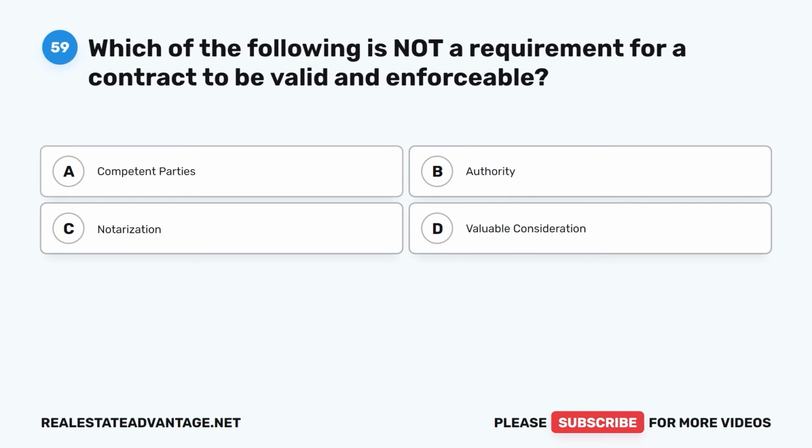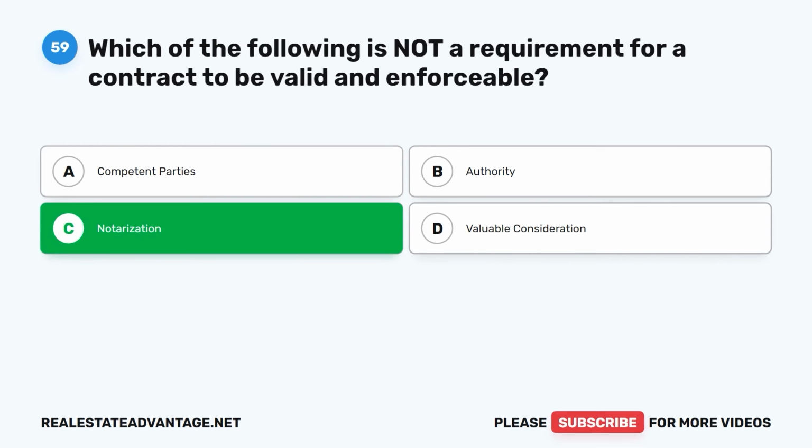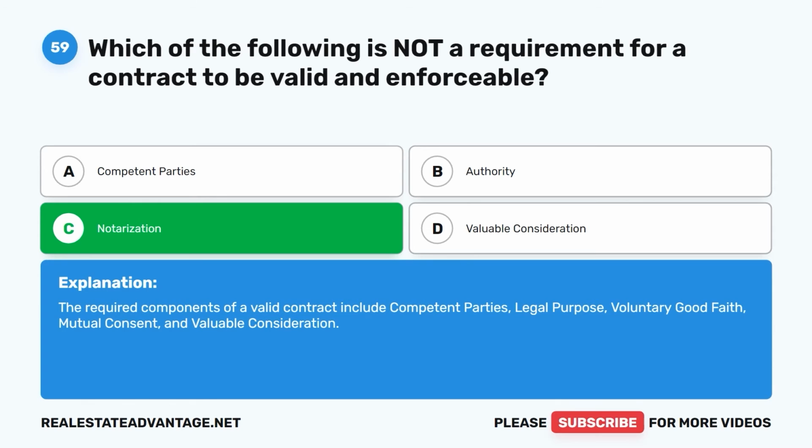Question 59. Which of the following is not a requirement for a contract to be valid and enforceable? A. Competent parties. B. Authority. C. Notarization. D. Valuable consideration. The correct answer is C. Notarization. The required components of a valid contract include competent parties, legal purpose, voluntary good faith, mutual consent, and valuable consideration.